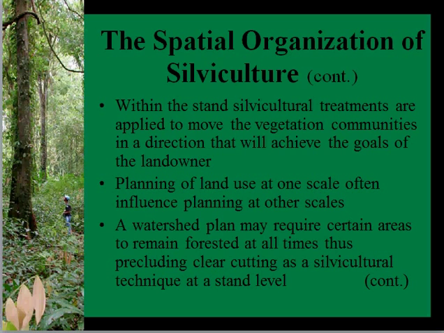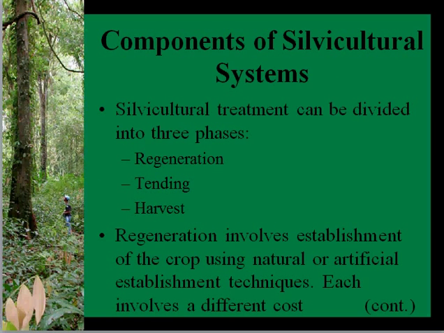Alright, so silvicultural treatments. Let's focus in on some of these different silvicultural treatments. These can be divided into three phases: regeneration, tending, and harvest. Regeneration, as the name suggests, is the establishment of a crop using natural or artificial establishment techniques. Each involves a different cost.